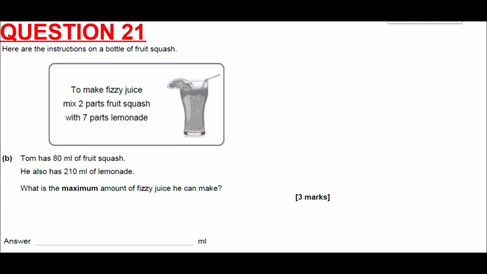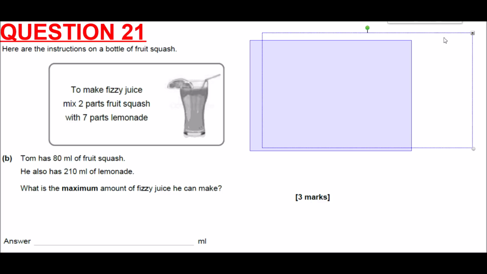Part B, similar question but slightly different. This time, Tom's got some squash, 80 mils, and he's got 200 mils of lemonade. We've got to work out the maximum amount of fizzy juice he can make. So this is a part where this table method sort of comes into its own a bit more.